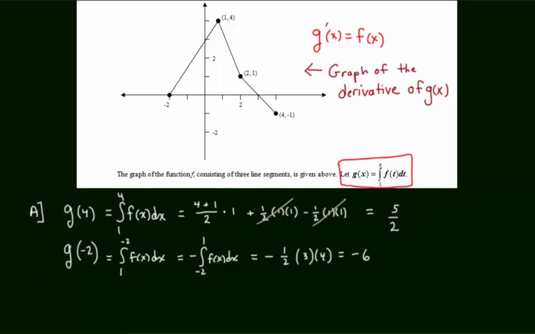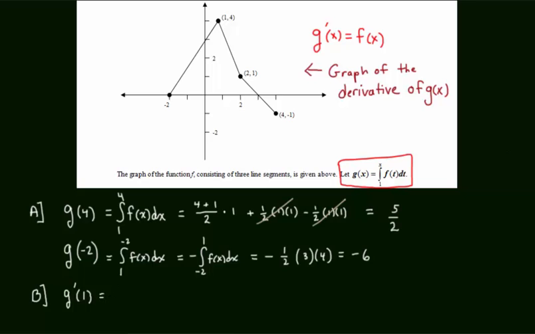Let's take a look at part B. In part B, it says find the instantaneous rate of change of g with respect to x at x equals 1. So in other words, the instantaneous rate of change of g is g prime, and we want to find g prime at 1. We want to find the derivative of g at 1. So what is the derivative of g at 1?